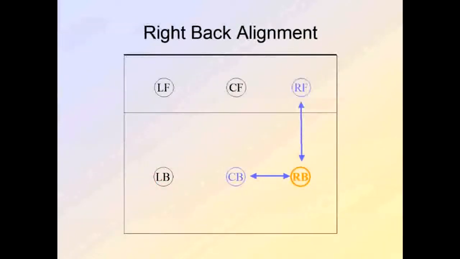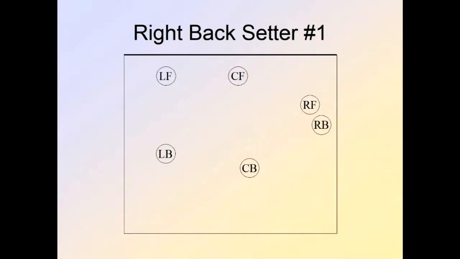As we look at right back alignment, just remember that the right back must be aligned with the right front player and the center back as shown by the blue arrows. So that would be the setter's position as they start in the right back position and ensuring that they are properly aligned with the right front and the center back. Let's start by looking at a right back setter.